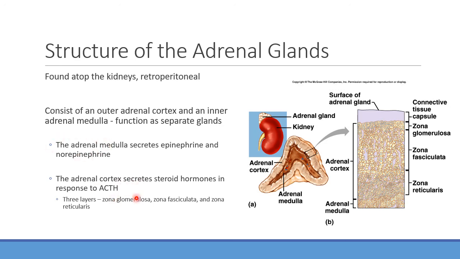But then when you look at the cortex, that is where we're going to see the main responses to ACTH happening, right? So this is adrenocorticotropic hormone, which is secreted from the anterior pituitary, and that's going to help stimulate the cortex of the adrenal gland. We're going to find there are three main layers here, and they're going to be releasing three different types of hormones, as we'll see when we get into more detail in a second.